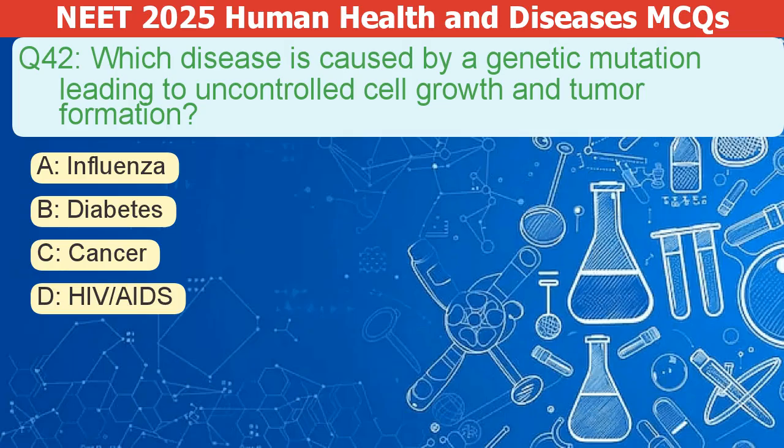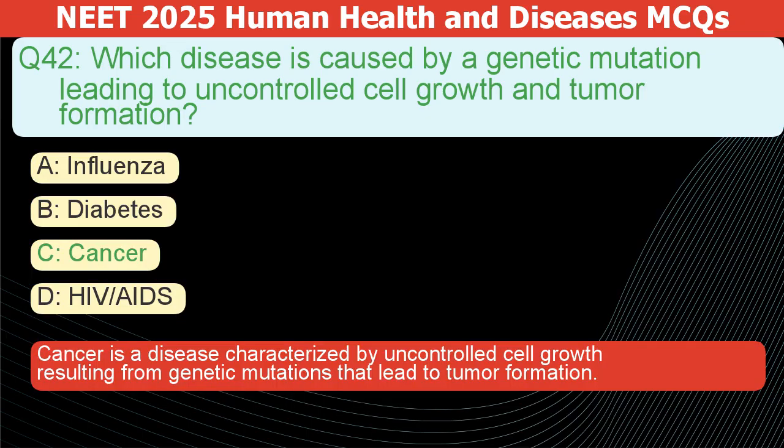Which disease is caused by a genetic mutation leading to uncontrolled cell growth and tumor formation? A. Influenza. B. Diabetes. C. Cancer. D. HIV/AIDS. The correct answer is C. Cancer is a disease characterized by uncontrolled cell growth resulting from genetic mutations that lead to tumor formation.